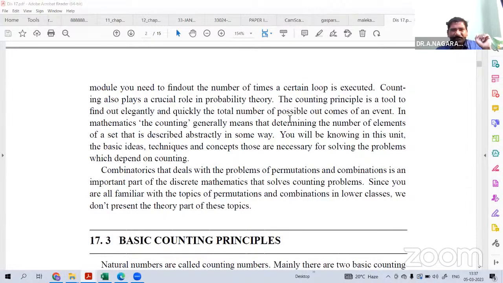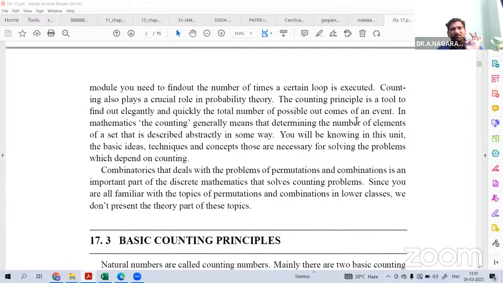This is the category of combinatorics. Combinatorics is an important part of discrete mathematics, and it deals with the principles of counting. Here I mentioned permutations and combinations. Problems dealing with permutations and combinations are what we call combinatorics.